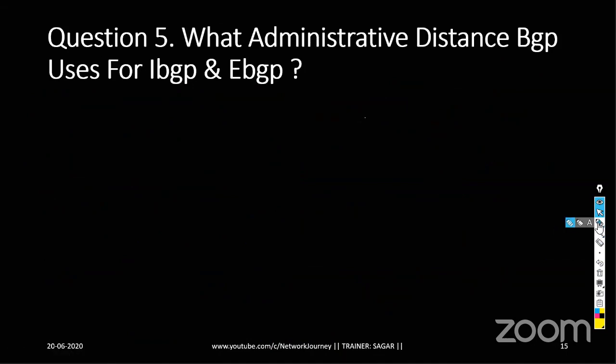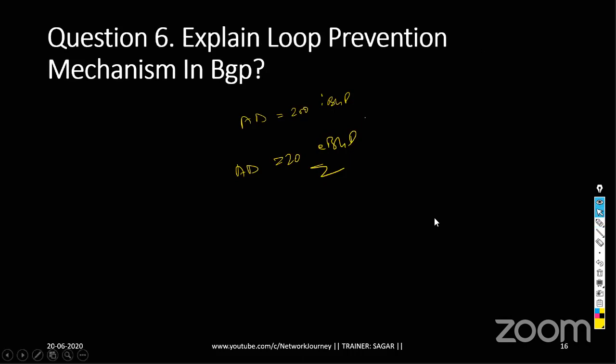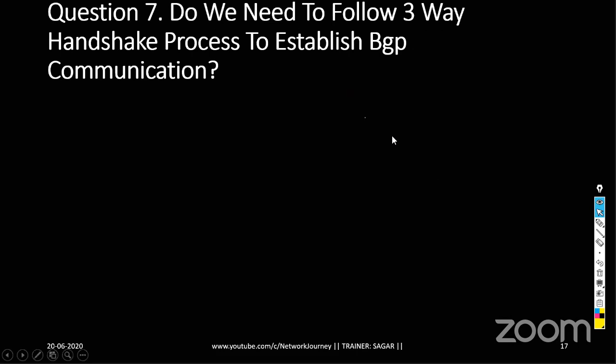Well, so this is something you guys answered. So AD, administrative distance, is 200 for IBGP and for EBGP is 20. Explain the loop prevention mechanism. Just now we went through that. Again, one of the interview questions. Do we need to follow the three-way handshake process to establish a BGP connection? Yes, we need to, right? So that's the first step we see in the BGP peering states that we went through today.